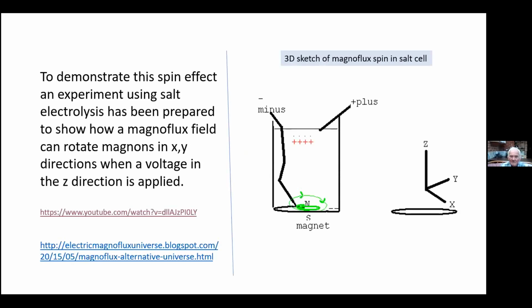To demonstrate this spin effect, an experiment using salt electrolysis is being prepared to show how a magnoflux field can rotate magnons in the XY direction when a voltage in the Z direction is applied. The diagram shows that, and we will have a look at a quick video to see how it works.